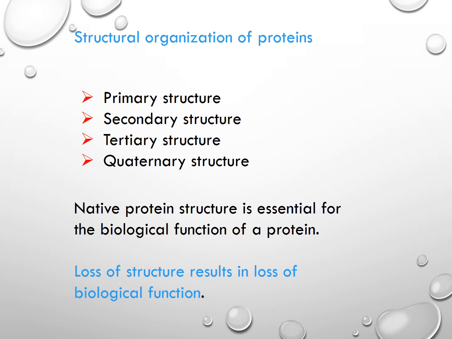Now the question arises here: do all the proteins contain these four structures? The answer is that all proteins contain at least the tertiary structure, while certain proteins also contain the quaternary structure. So every protein molecule must have the primary, secondary and tertiary structure. The native protein's structure is essential for the biological function of a protein molecule. Loss of a structure results in the loss of biological function.